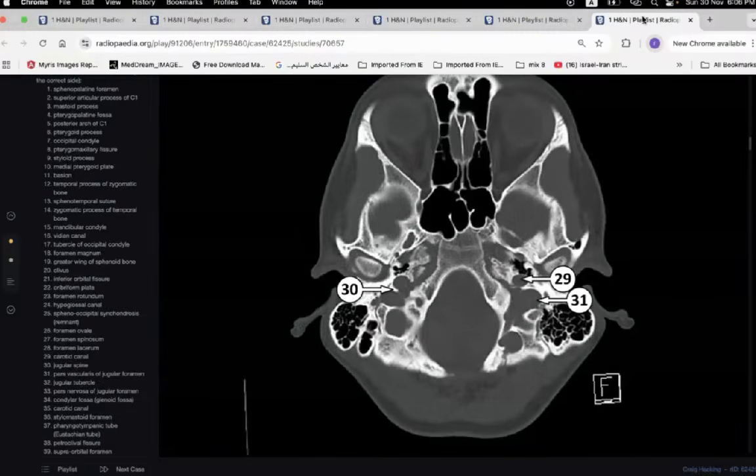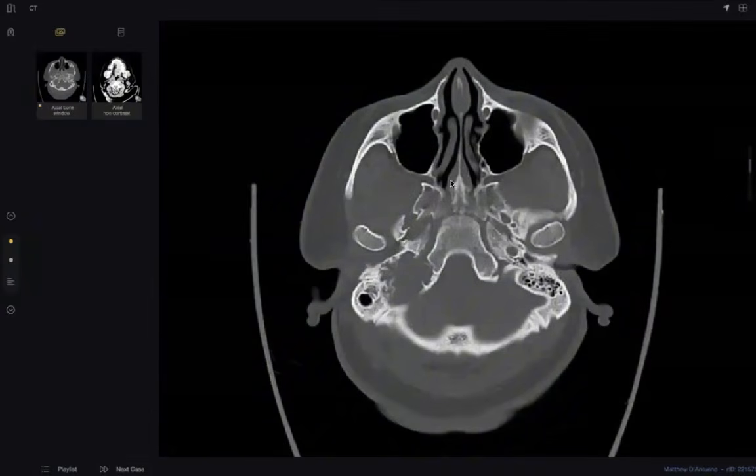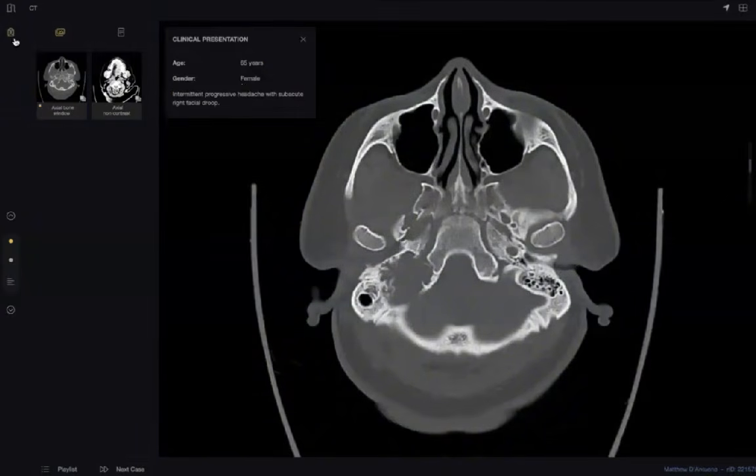Next case, next candidate. Yes, sir. This is, I think, an easier case than before. A 65-year-old female patient presented with intermittent progressive headache with subacute facial drop. Go on.